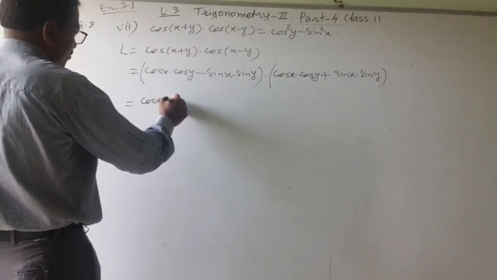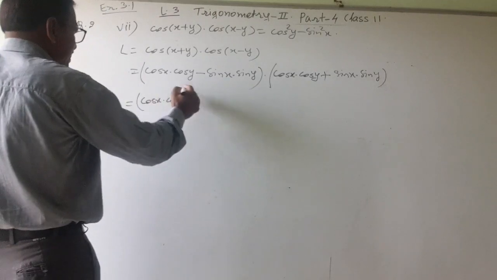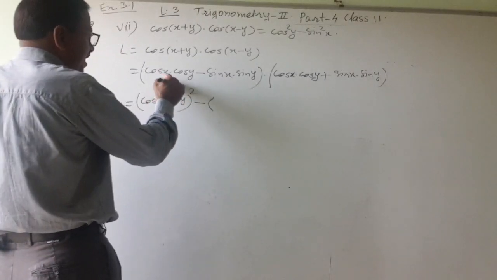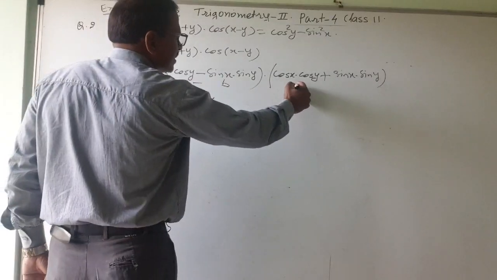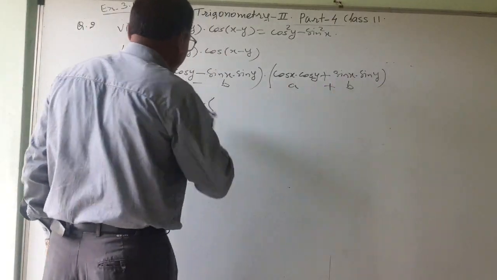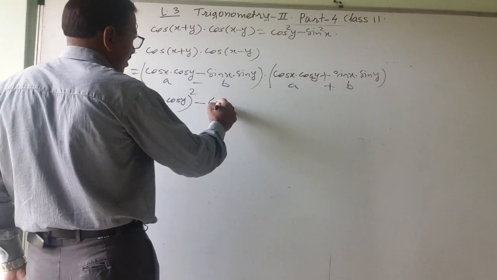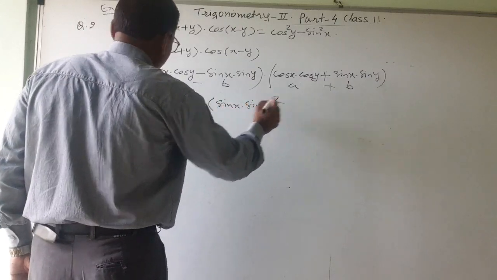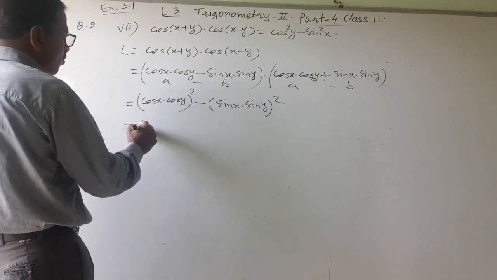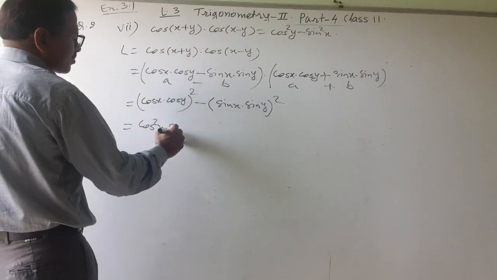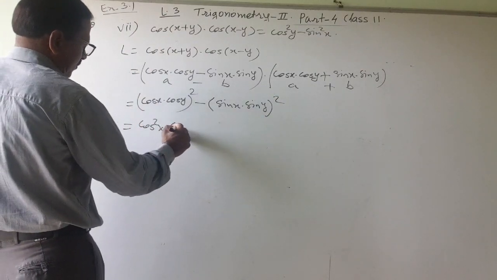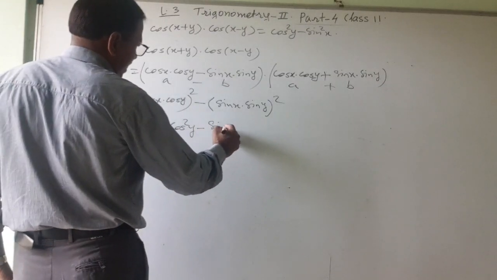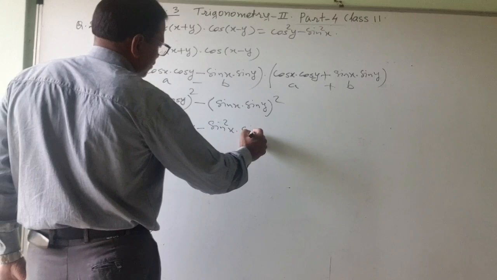See this, cos x cos y, cos x cos y, sin x sin y, sin x sin y. This is a minus b, this is a plus b, a square minus b square. Means cos x into cos y whole square minus sin x into sin y whole square. This is equal to cos square x into cos square y minus sin square x into sin square y.